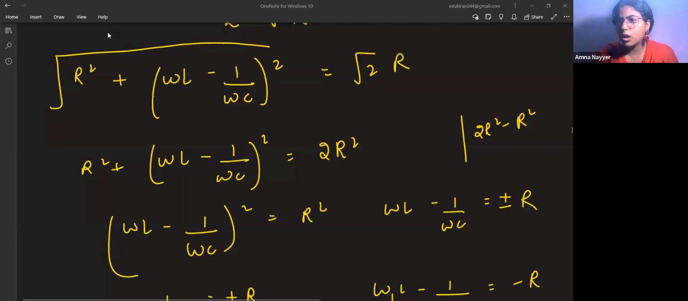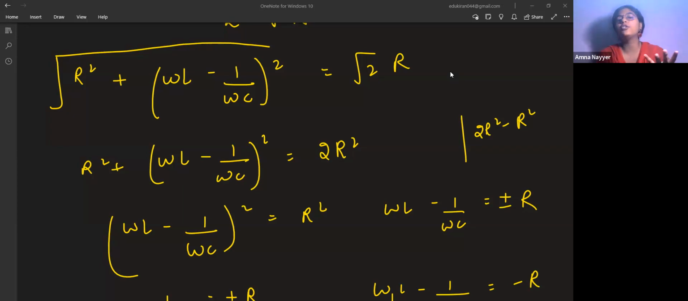Yes, class. So in the last class, we couldn't complete this entire derivation. We reached two equations, right? When you are solving a series LCR circuit, I told you that there's a condition when your entire impedance becomes equal to the resistance of the circuit.